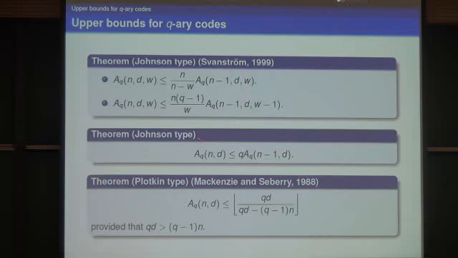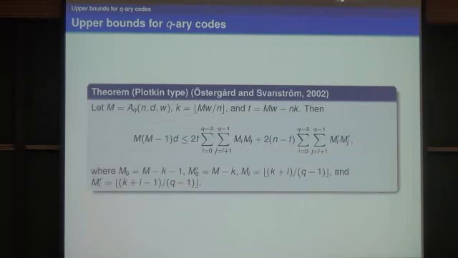This is for binary general codes, and the Plotkin type bound was also proved by Mackenzie and Seberry in 1988, a long time ago, and by Østergård and Svanström in 2002. This is obtained by counting the number of 2 by 1 submatrices. In fact, they didn't prove it that way, but the basic idea is counting 2 by 1 submatrices. So this is a kind of Plotkin type bound for the q-ary version.